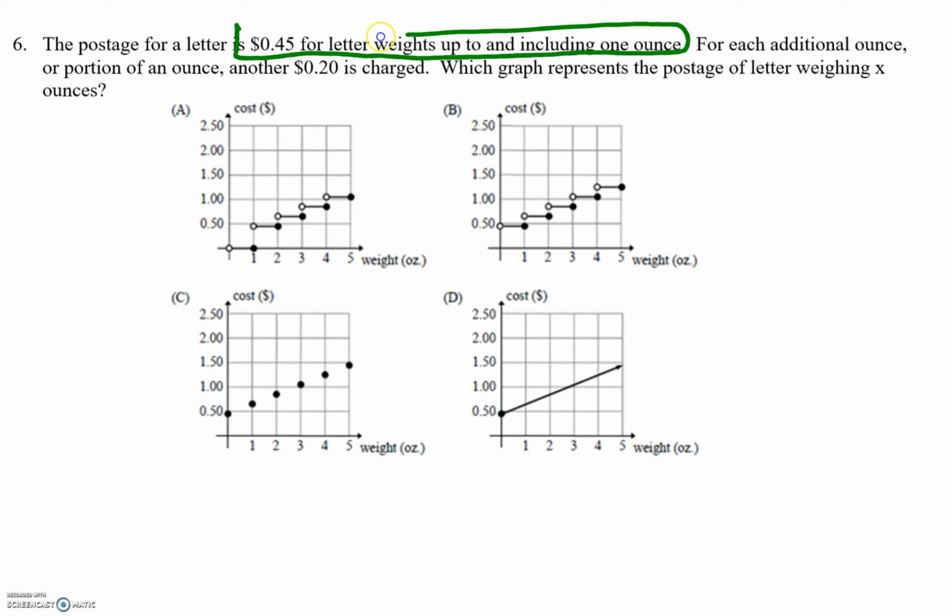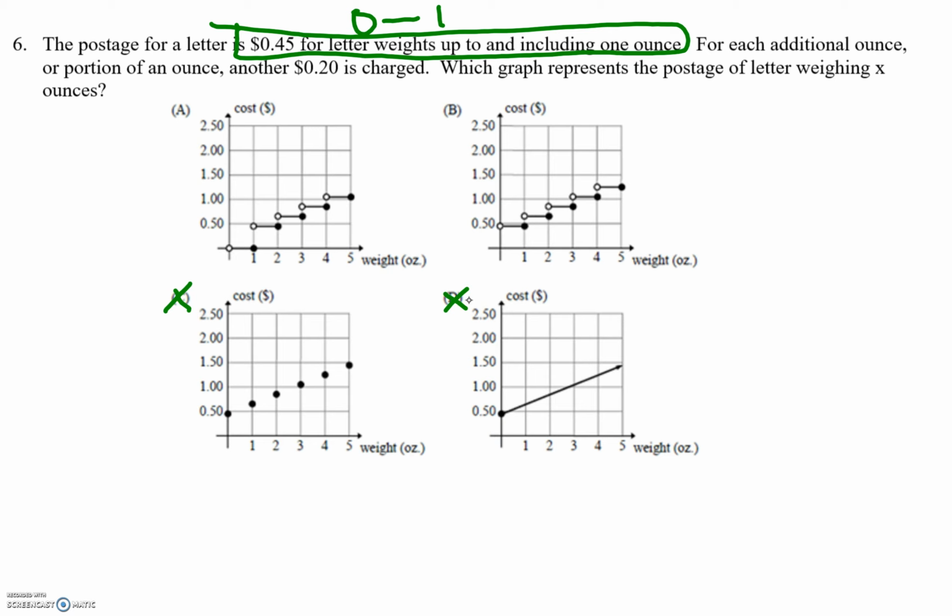Up to and including an ounce, so that's anywhere from 0 to 1. But if you have 0, that means you have nothing, no letter. So we are not including that number. So when our weight is 0, we should have an open circle. It can't be C, and then it can't be D.